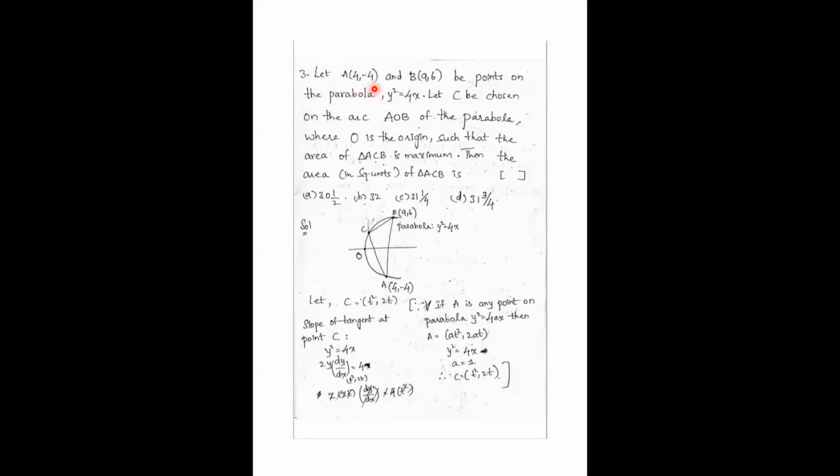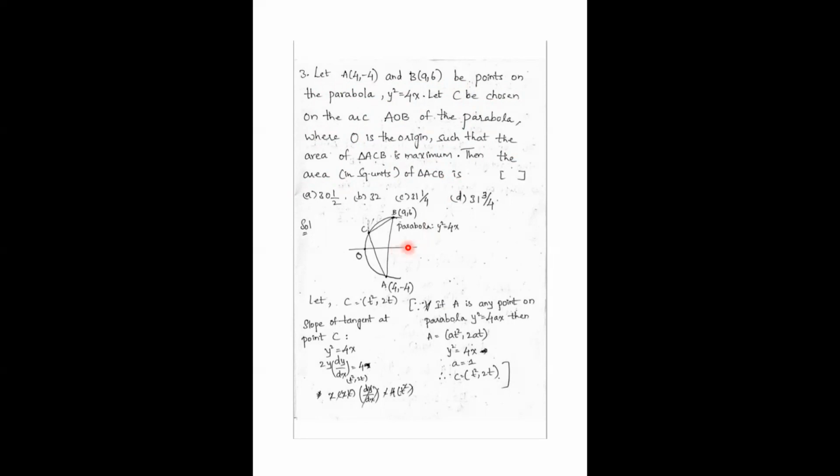Let A (4, -4) and B (9, 6) be the points on the parabola y² = 4x. Let C be chosen on the arc AOB of the parabola, where O is the origin, such that the area of triangle ACB is maximum. Then the area of triangle ACB is.